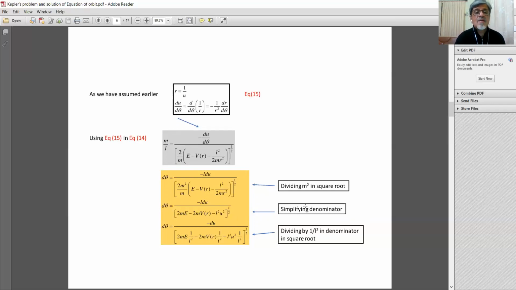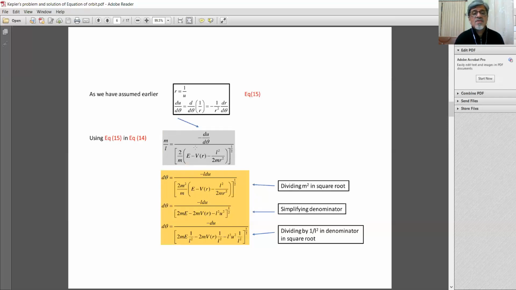So on the left hand side, m divided by L is equal to minus du by d theta, in the denominator the big term. Now what we do is try to divide by m, since m square is in a square root. So we divide by m and it goes into the square root. This m is divided on the left, and on the right hand side, by cross multiplication, it goes into the denominator. But when it goes into the denominator, if you take it into the square root, then we have to make it a square. And this L is multiplied on the cross multiplication on the right hand side.